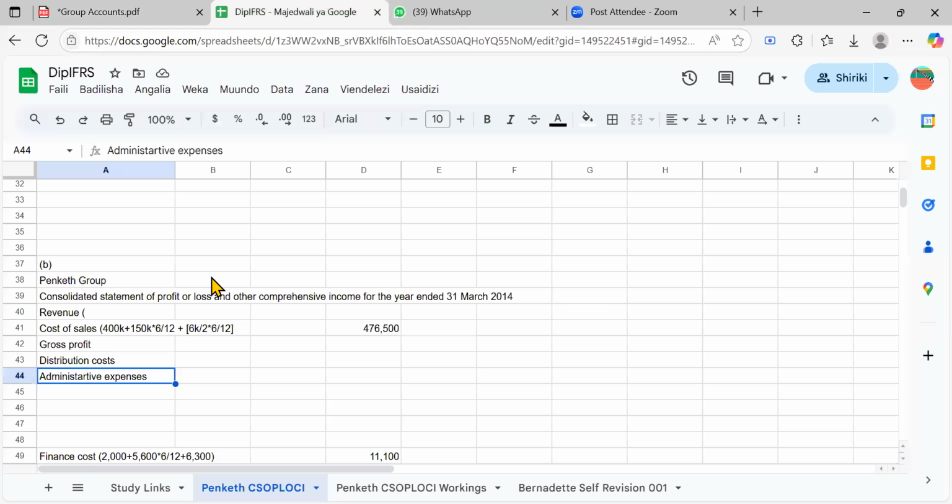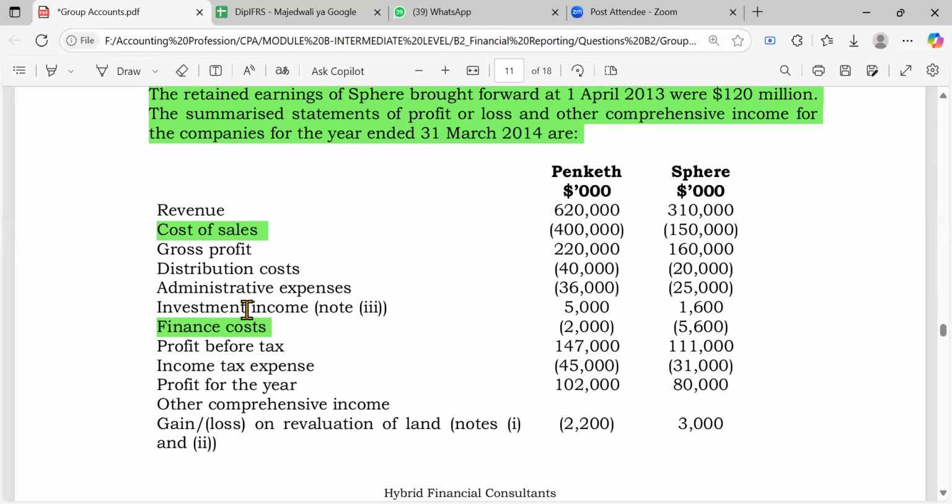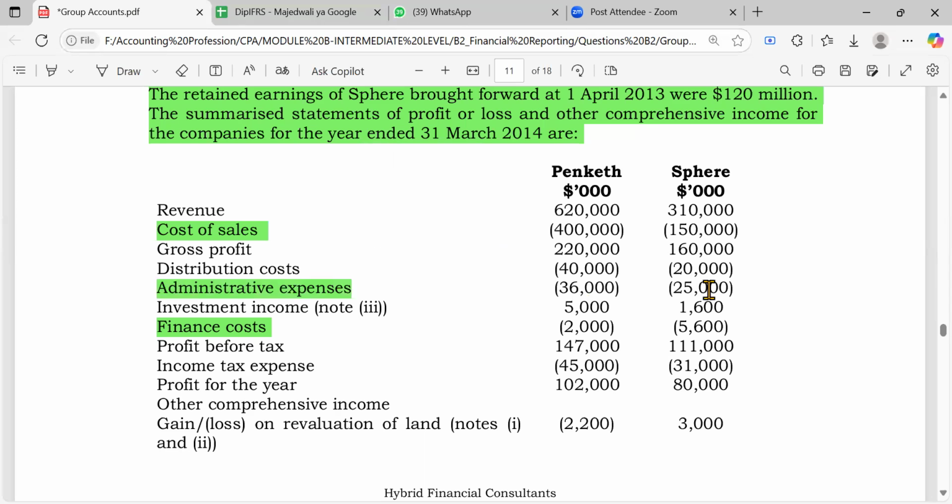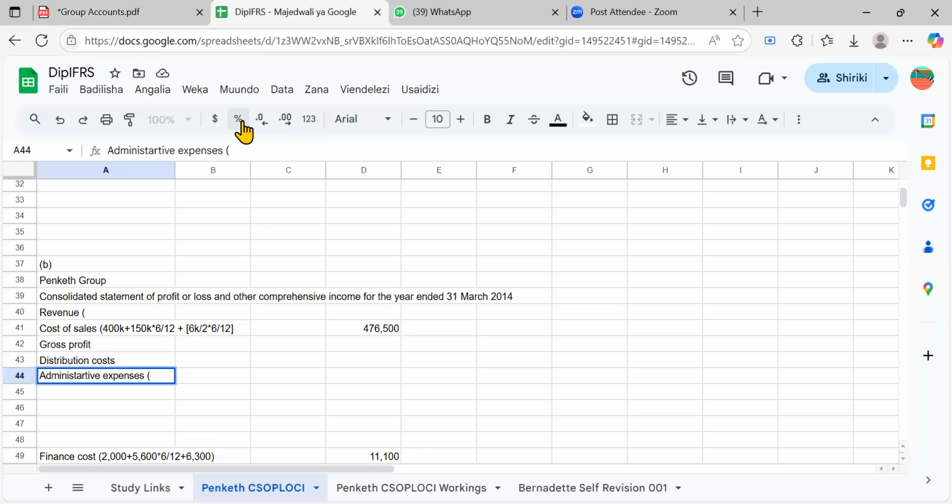Okay, what else do we have after this? We have the admin expenses, of course. Let's go for our figures because we need it. We need the admin what? Expenses. Yes. 36 and 25, right? Yes. 36K plus 25K, and that 25 multiplied by 6 over what? Over 12.